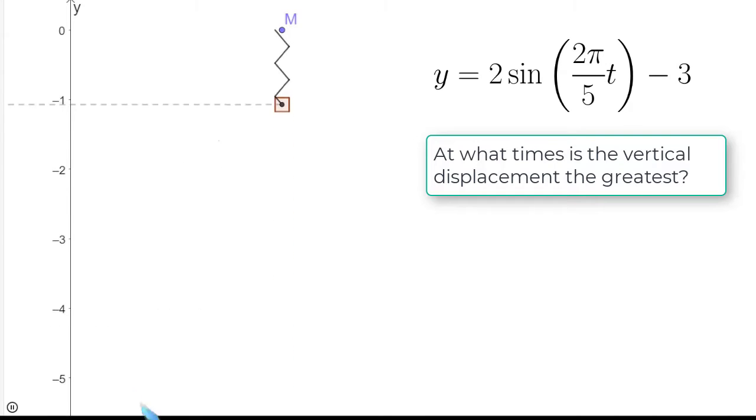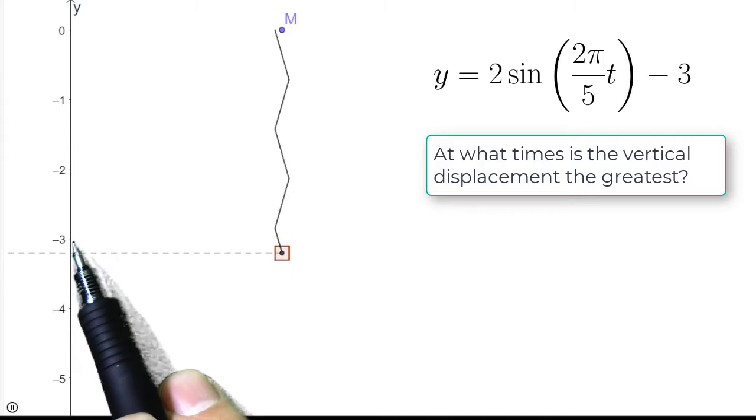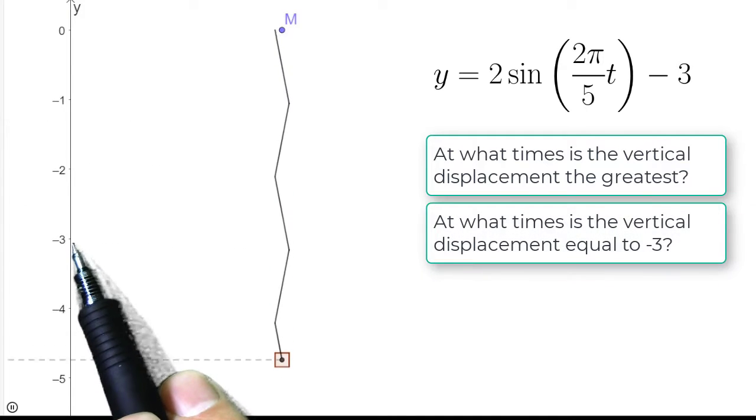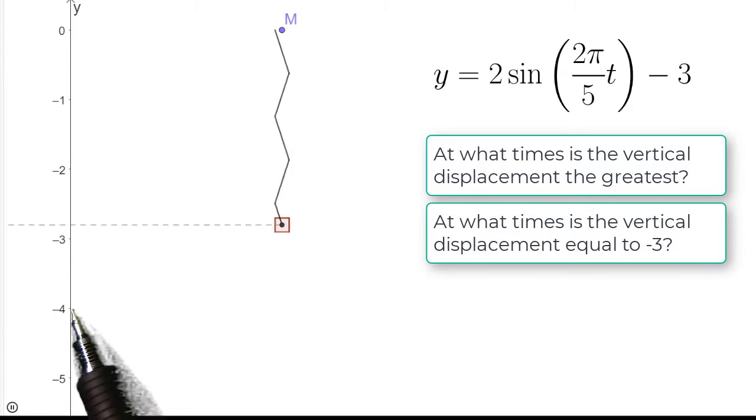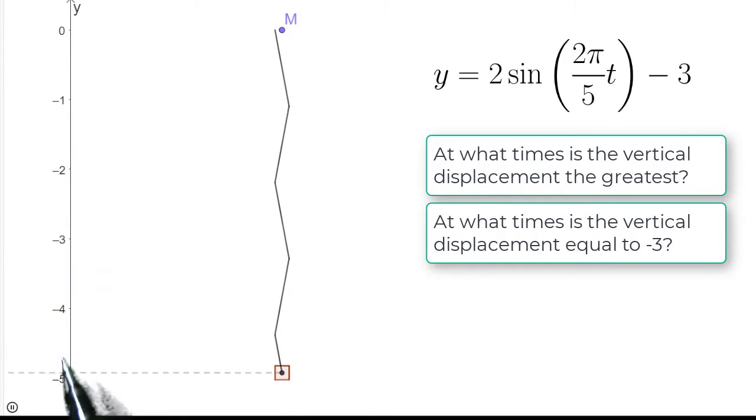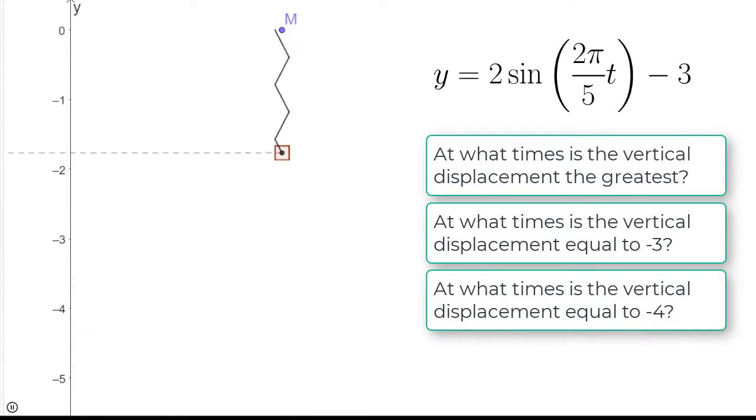I may also want to know at what times is the object in its middle position, at height -3. And I may want to know at what times is the object halfway between its middle and its lowest position, height -4. So these are trig equations that we want to solve. And so that's the goal of this video, to solve these trig equations, and hopefully we'll learn how to do this in general by going through this example.